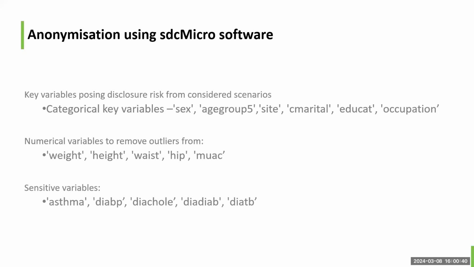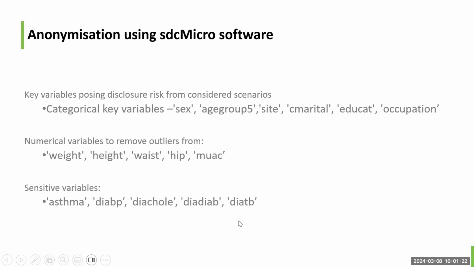And in our context, we had key variables posing disclosure risk from scenarios that we identified, sitting down with researchers and others who understood the context where the data were collected. We saw that someone's sex, their age group, the site, there are those two sites where the data came from, their education, occupation, and marital status were the categorical variables that posed a risk. The numerical variables that we also thought were posing risk were the weight, the height, the waist circumference, the hip circumference, and the middle upper arm circumference.